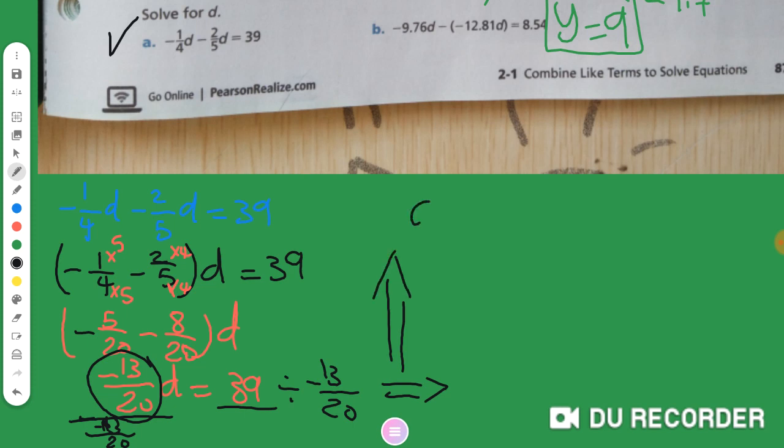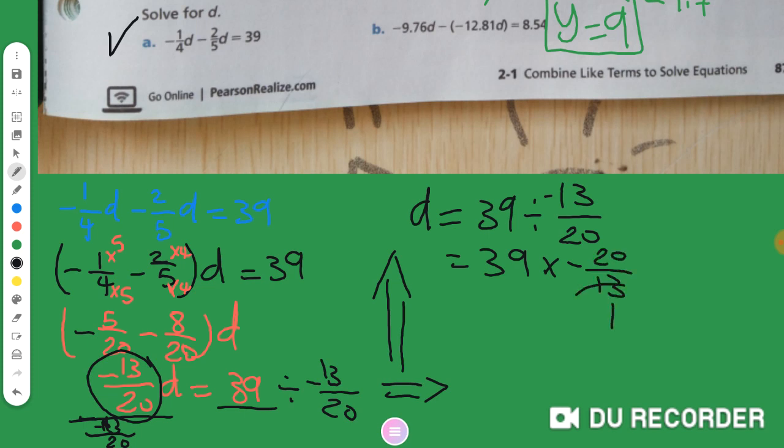The d that we have equals 39 divided by negative 13 over 20. Keep, change, flip: 39 multiplied by negative 20 over 13. 13 divided by 13 equals 1, 39 divided by 13 equals 3, 3 times 20, negative, so negative 60. The last answer should be what? Negative 60. And that's it. We already solved it.